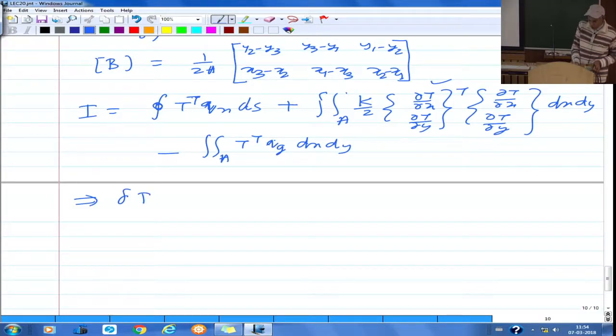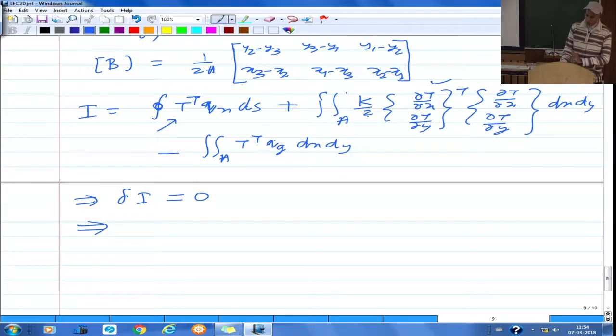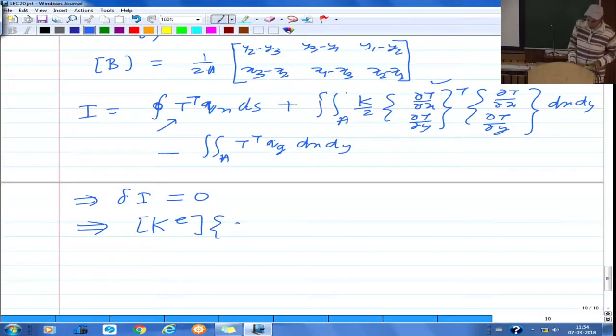So you get finally the element level Galerkin equations from delta I equal to 0, and the intermediate steps are exactly the same. Now I will get here d transpose H transpose, here I will get k by 2 into d transpose B transpose into B into d, here again d transpose into H transpose Qg dx dy, and then you take the variation. So finally you will get the same form of the element level equation. Let me still say the coefficient matrix as Ke into de.